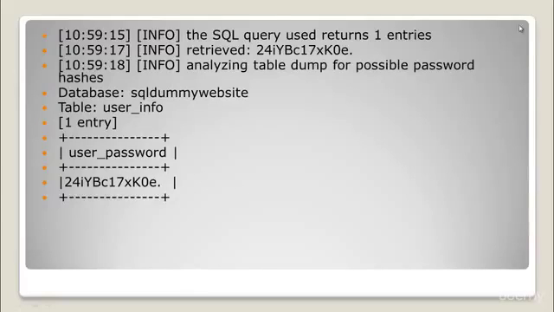So once it has retrieved, this is what it's showing as the password. It is analyzing the table dump for possible password hashes through SQLMap. So we have one entry for the table user info. This is the user password, but the username is user X as I taught you previously. But we are almost there. We even got the password, but this does not look like the password.